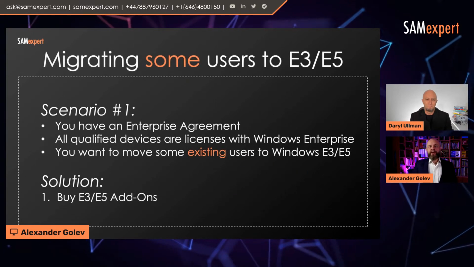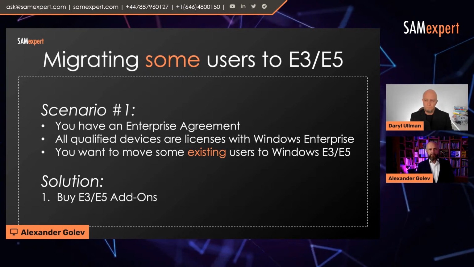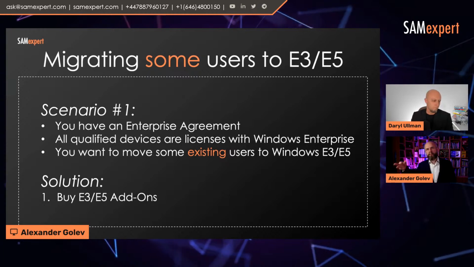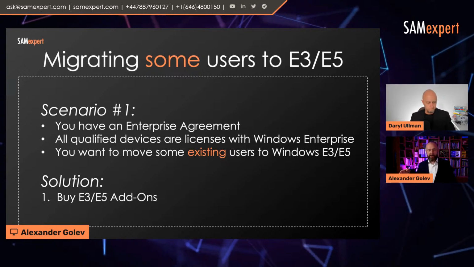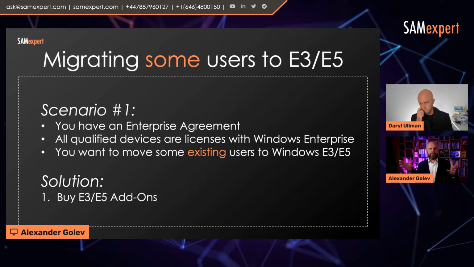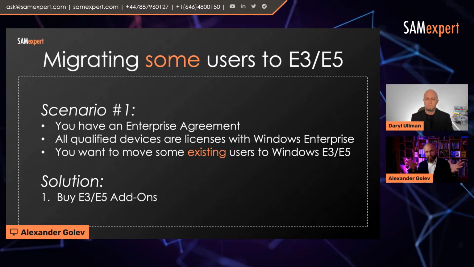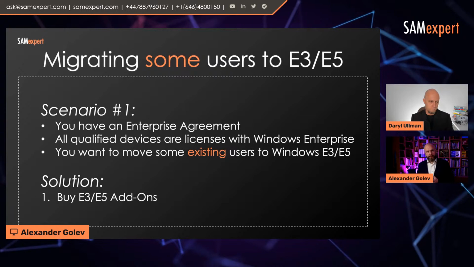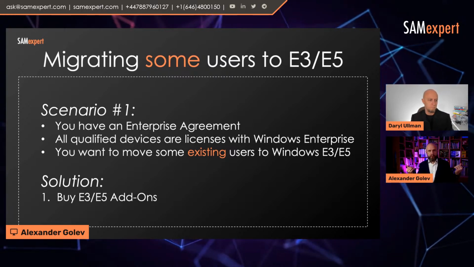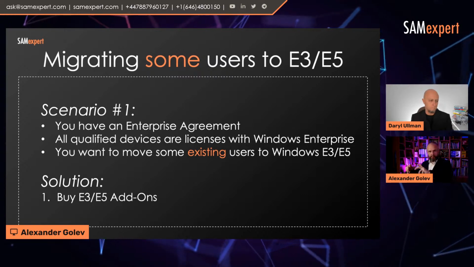If you want to migrate some users and you already have an enterprise agreement, all your qualified devices are licensed with Windows Enterprise. So you want to move some of your existing users to Windows E3, E5. Normally, you will probably be moving to the whole online bundle, Office 365 E3 or Microsoft 365 E3, basically. So you want to move some of the users. Buy add-ons. Look at product terms: what are the prerequisites for add-ons? Buy add-ons, because that's the cheapest way to switch from per device to per user model.